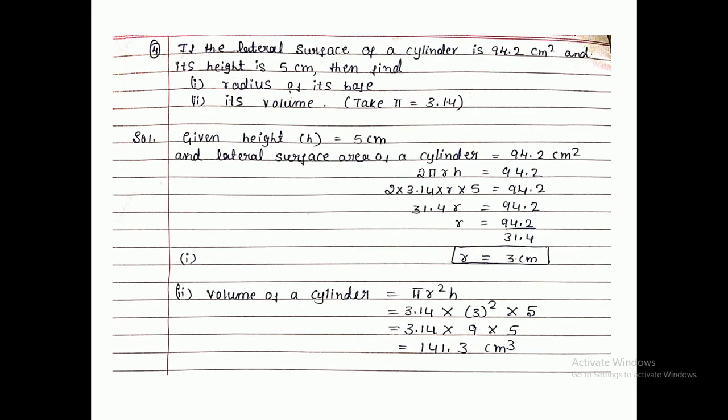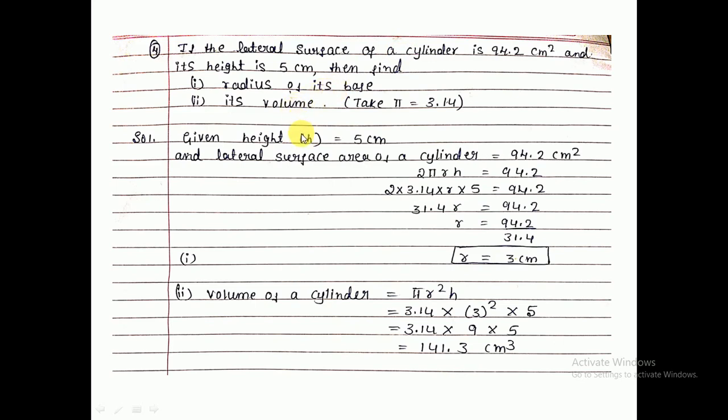Here we have the fourth problem. If the lateral surface of a cylinder is 94.2 centimeter square and its height is 5 centimeter, then find the radius of its base. Here lateral surface area of a cylinder, in the sense, curved surface area of cylinder. CSA of cylinder is given and height is given. Using that CSA and height, we have to find out radius first. After getting the radius, we have to find out its volume.